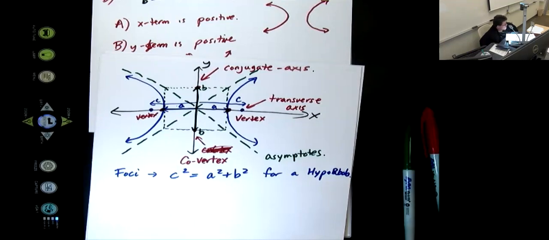I didn't remember the name transverse or conjugate axis. I never remember transverse, I'll remember sometimes. Conjugate now. For ellipses, it's easy to remember major and minor axis.